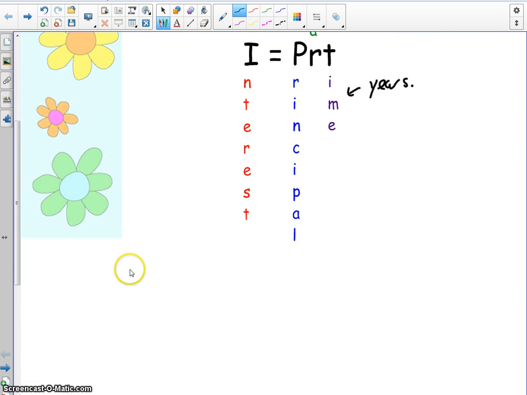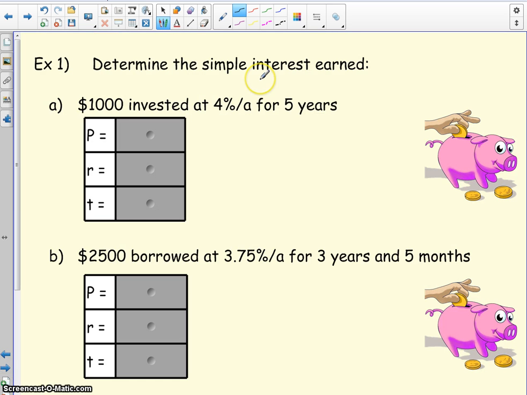Okay, so let's try and put that to use. Let's say you originally invest $1,000 at 4% interest per year. You see this slash A here, that just means 4% per annum. Annum is really just a short form of saying per year. So this is 4% per year for 5 years.